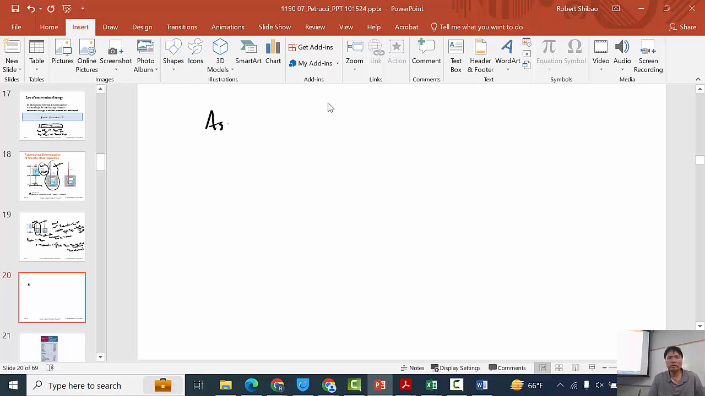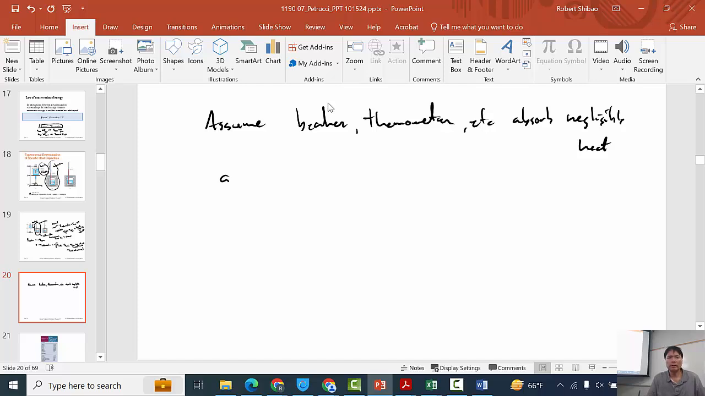So we're going to assume the beaker, thermometer, etc., absorb negligible heat, and only the water absorbs the heat. And so that's going to simplify this into this.